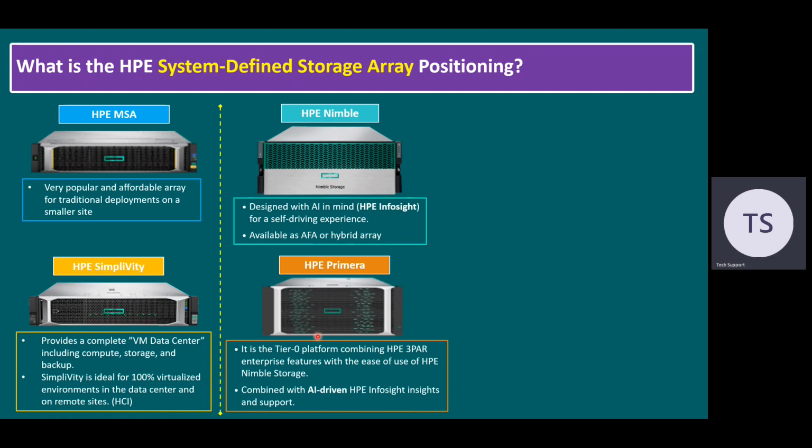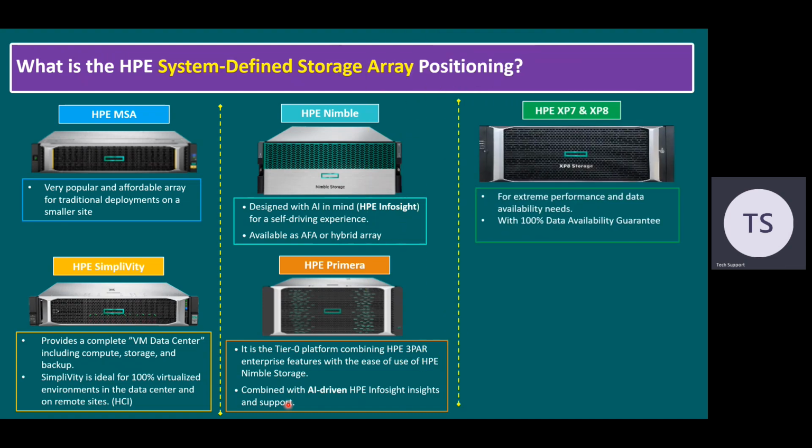Another is HPE Primera. Primera also has some main capabilities. It is a tier 0 platform, combining HPE 3PAR enterprise features with the ease of use of HPE Nimble storage, combined with AI driven, artificial intelligence driven, HPE InfoSight. InfoSight is the tool name. It provides insights and support, the complete storage health status, and also reporting capabilities, and advanced alerting like proactive alerting.